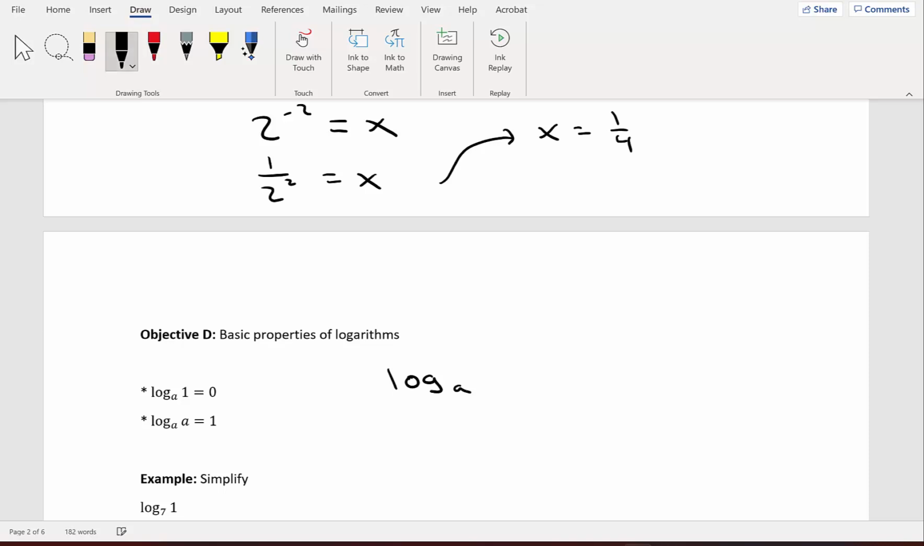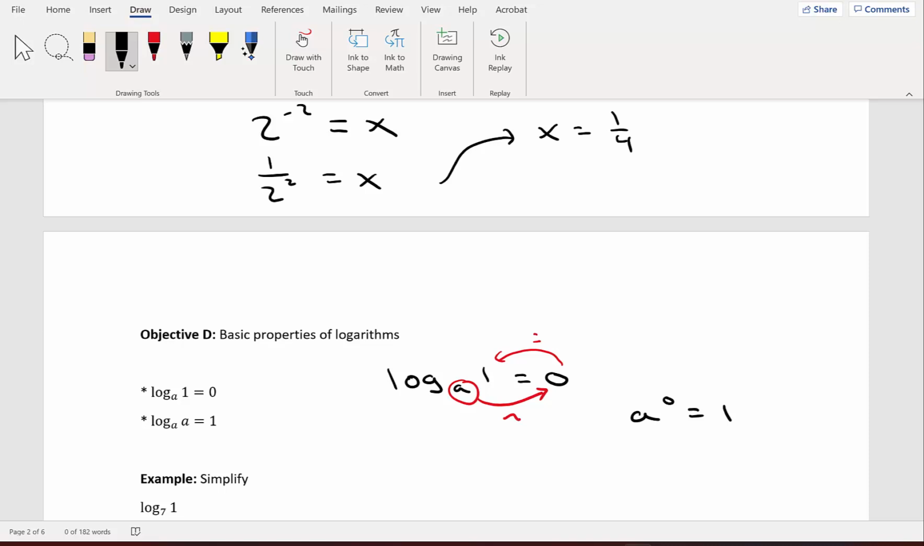Reason why: if we change this into an exponential equation, you take your base, you raise it to this power, it has to be equal to this number. Okay, so you have a raised to the 0th power, this has to be equal to 1. So in order for you to get 1, you'd have to raise your base to the 0th power. So that's why log base a of 1 is equal to 0.